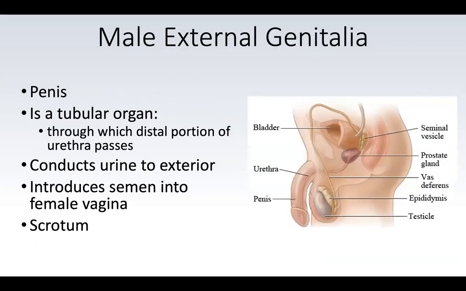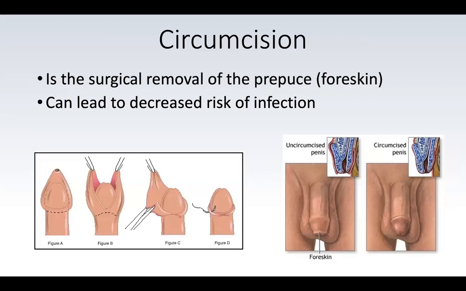Now let's move on to the male external genitalia. So the penile organ is a tubular organ. It is exterior to the rest of the male anatomy. Now, the most distal end of the penile organ is the glans penis. There is skin. It's called the prepuce. It's also colloquially known as the foreskin that covers it.